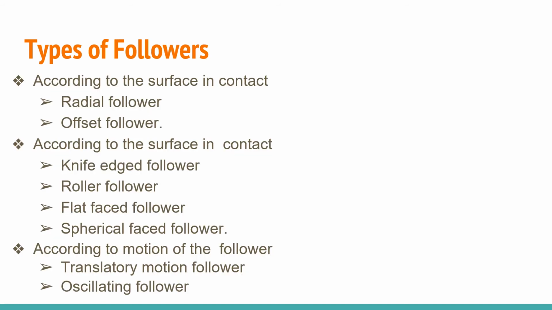The types of followers, according to the position of the follower relative to the cam: radial follower and offset follower. And also according to the surface in contact between the follower and cam: knife edge follower, roller, flat faced, spherical faced followers. According to the motion of the follower, we classify the follower into translatory motion follower and oscillating follower.